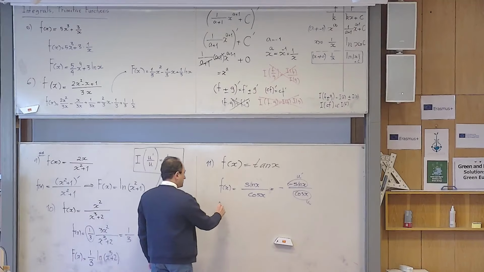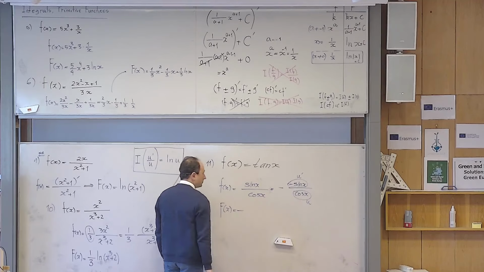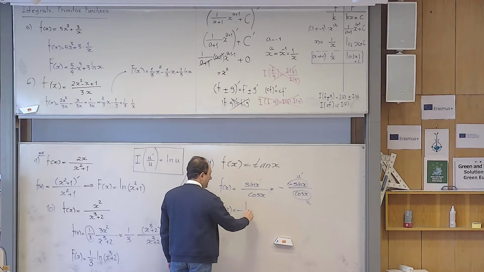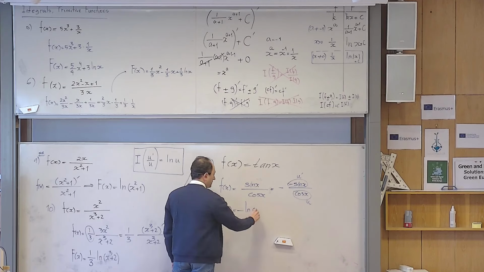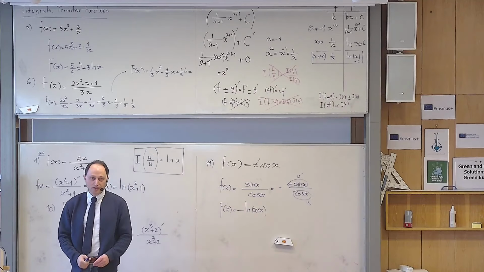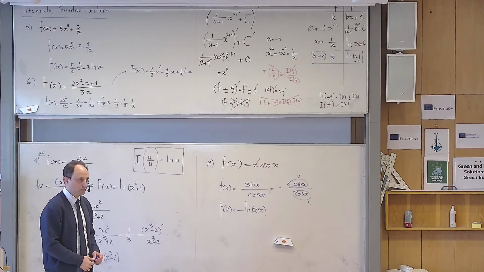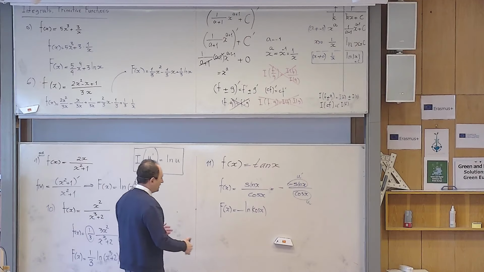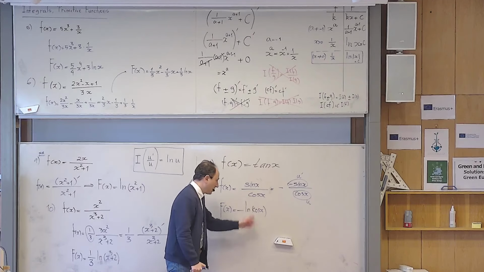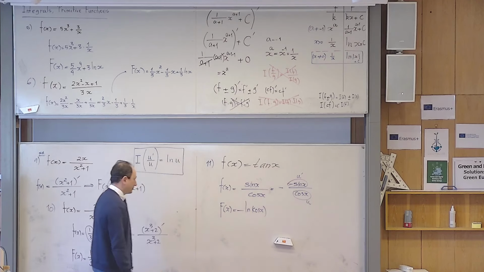So what is a primitive function? Minus sign is minus sign. U prime over u becomes ln of u, which is cosine x. So it might be a little bit surprising: the function whose derivative is tangent has something to do with the logarithm function. So it's minus ln of absolute value of cosine x. In principle, I should write absolute value of cosine x, but you need to consider that cosine is positive.